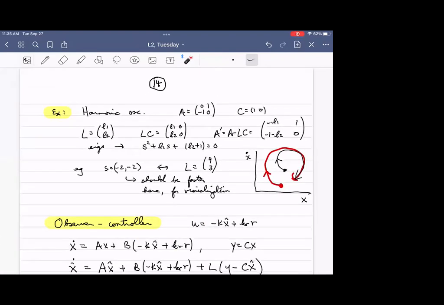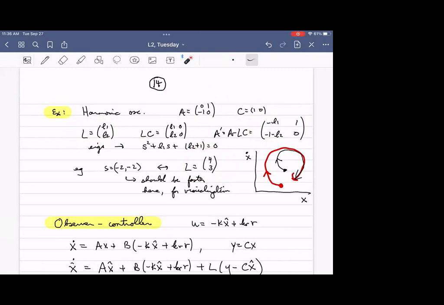Okay, so again, back to the harmonic oscillator. How does this work? Well, here's our dynamics matrix. Here's our output matrix. And so now we have L as a column vector, and we form LC, and so we form this A prime minus LC. And so we get a kind of modified dynamics for the observer errors. And so again, we can choose L1 and L2 to put the poles wherever we want. So we can put them at minus two, minus two, then L would be 4, 3.